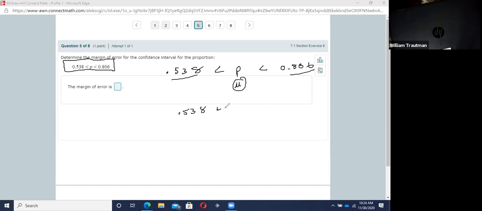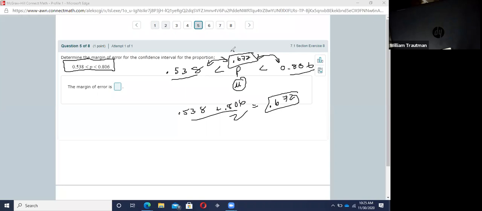0.538 plus 0.806 divided by 2. Add those up and then divide by 2, and I get 0.672. Now, we want to find the margin of error. The margin of error is how far it is from here to here and how far it is from here to here. It should be the same distance.